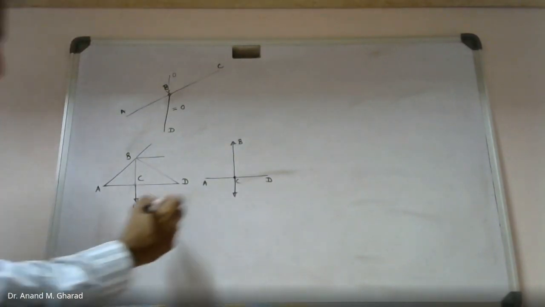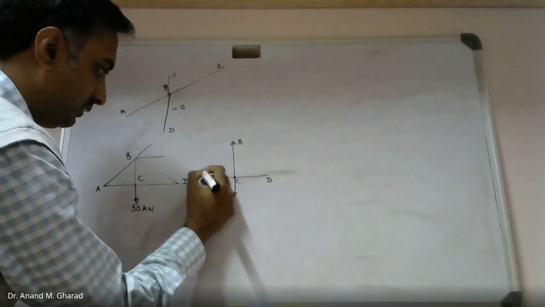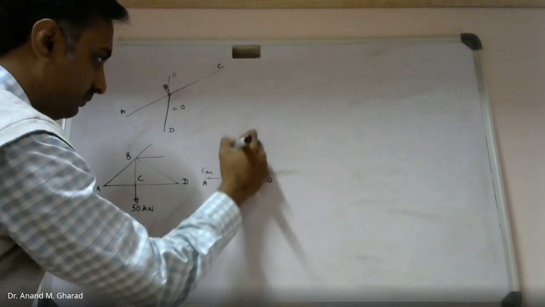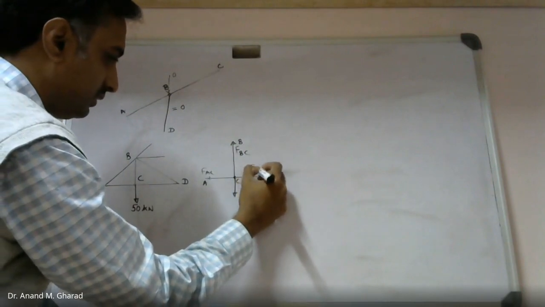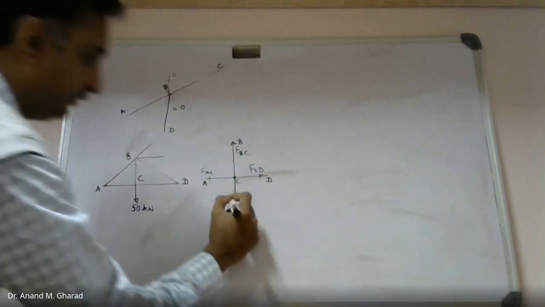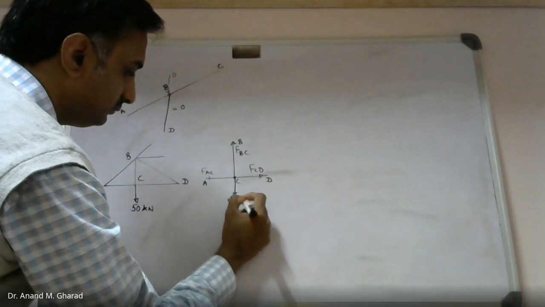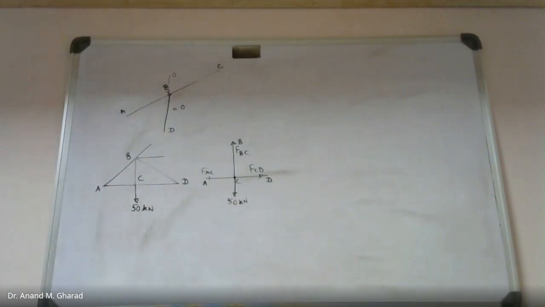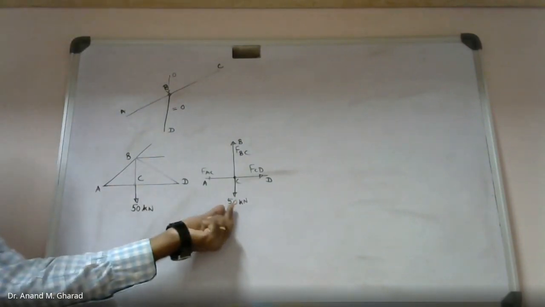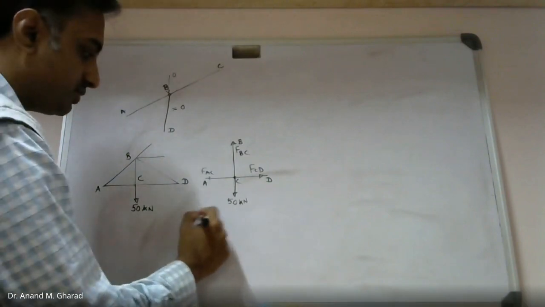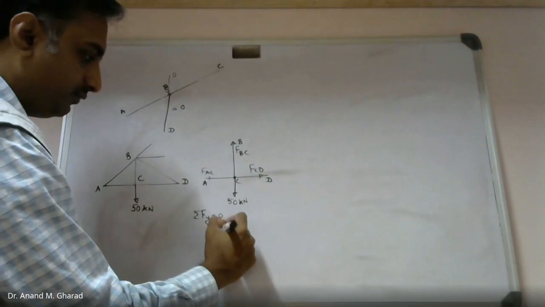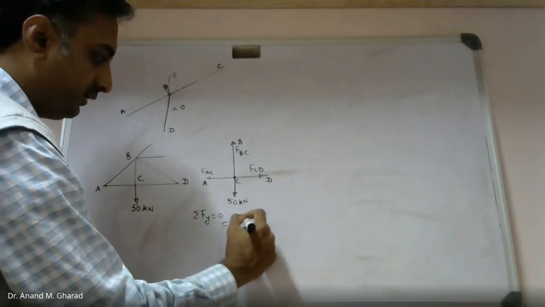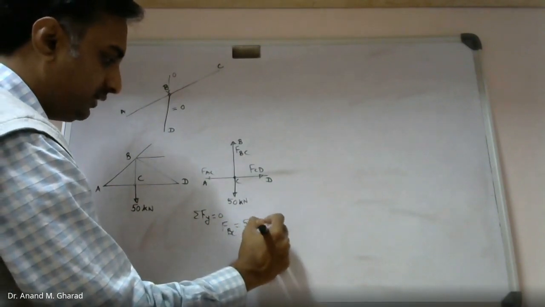So let me consider force in member AC, force in member, let's say BC, force in member CD. This is 50 kilonewton. If I apply equation of equilibrium, that is summation of force in y direction equal to 0, what do you observe? Force in member BC will directly be equal to 50 kilonewton, isn't it?